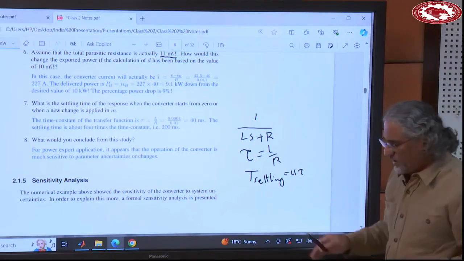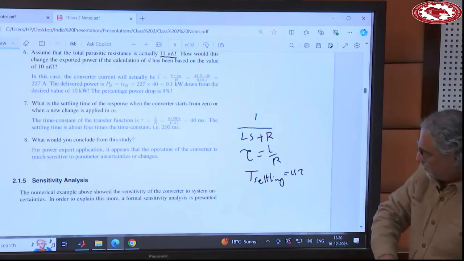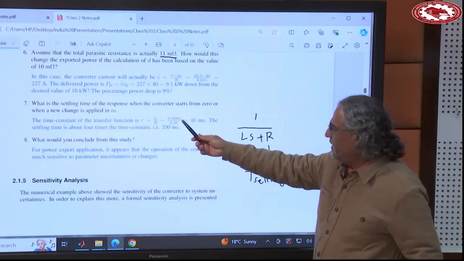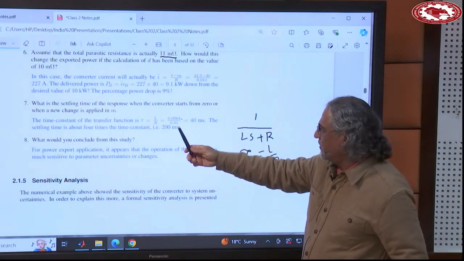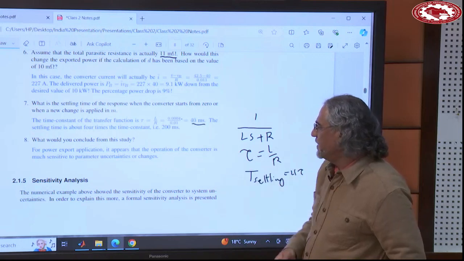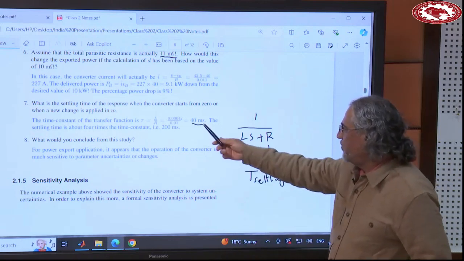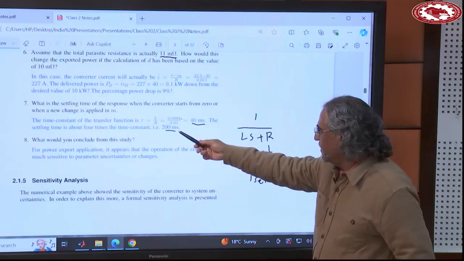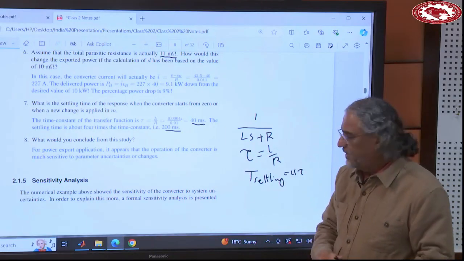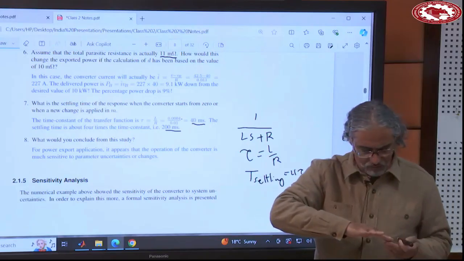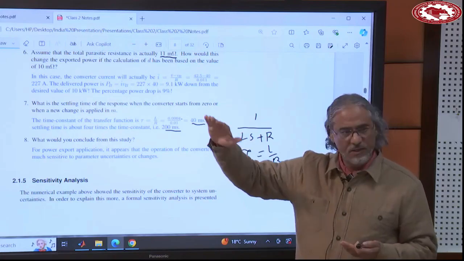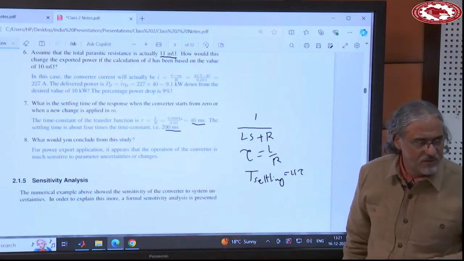So that means it takes this time for the response to reach the steady state. In this case, L is 400 microhenry, R is 10 milliohm. If you divide it, that becomes 40 milliseconds. And then 4 or 5 times this is 200 milliseconds. So when you start the circuit from 0, it takes 200 milliseconds for the current to rise from 0 to 250 and then stay at 250. This is the time that it takes to get there.